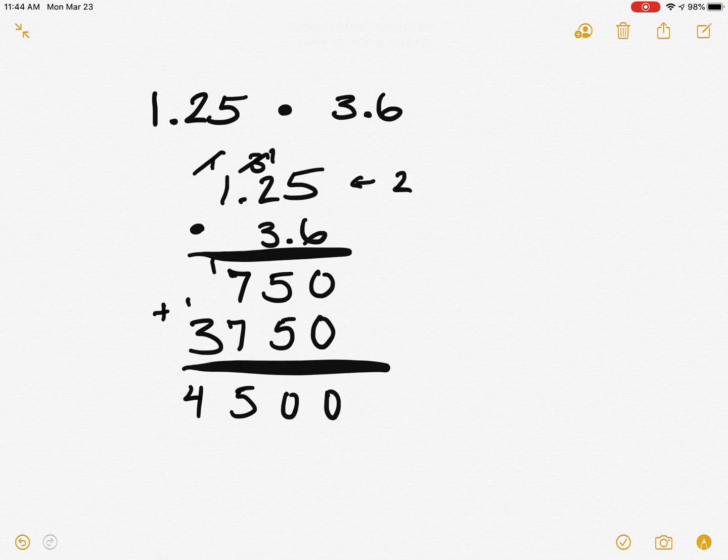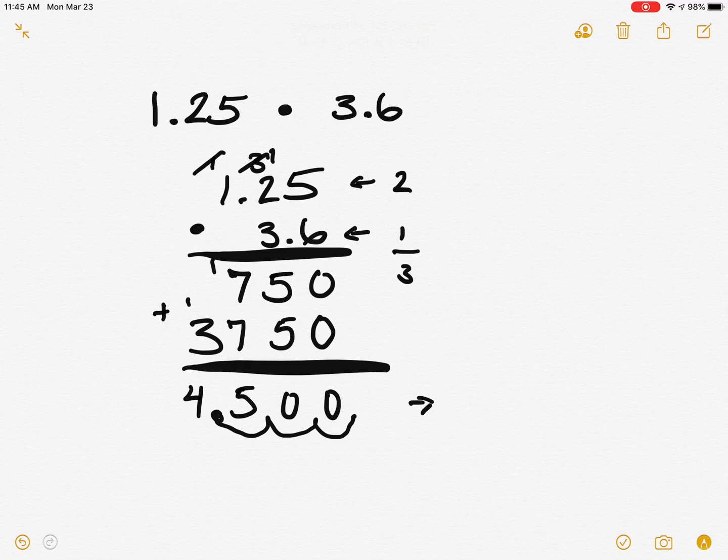So here I have 2 spaces after the decimal. Here I have 1 space after the decimal. So my answer has to have a total of 3 after the decimal. So I start at the end of my number and I move it 1, 2, 3 spaces in.